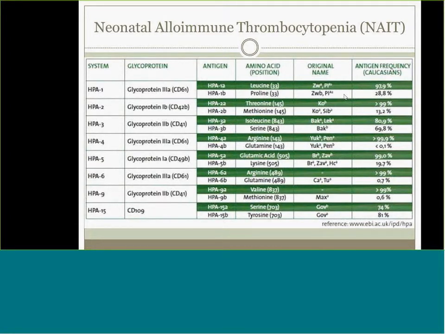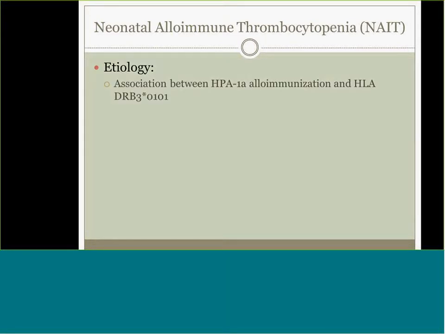Why don't 52% of pregnancies have this discrepancy? That's because of our association between HPA1A alloimmunization and HLA-DRB3-0101. If mom carries that HLA type, it's thought, because of the way DRB3 presents the HPA1 to the rest of the immune system, to be more antigenic. It presents more antigenic epitopes. And so it's because of this association that we don't see it in 2% of our patients.